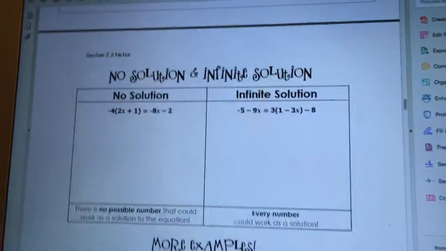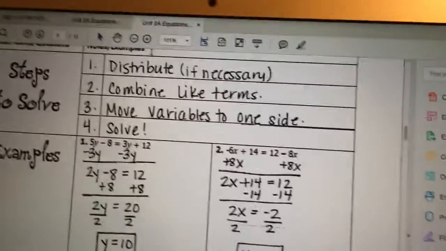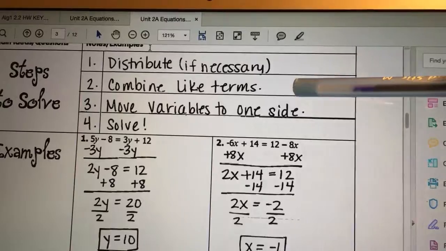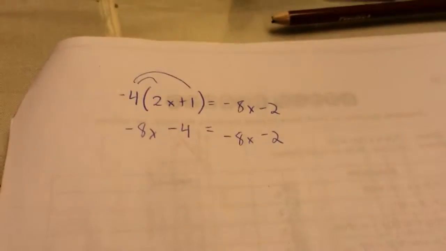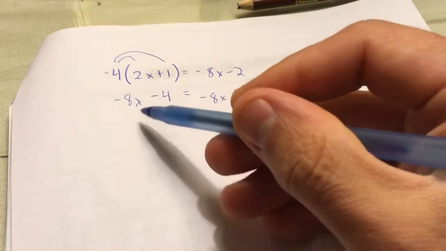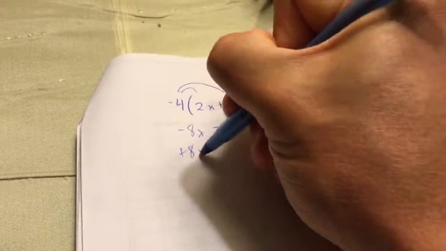So, if we go back to our previous homework, what was our next step that we would do? So we just distributed. We could try to combine like terms, which we didn't need to do. Then we move variables to one side of the equation. So, what I'm going to do is add 8x to both sides. I'm going to move all my x's to the left side. So, plus 8x and plus 8x.